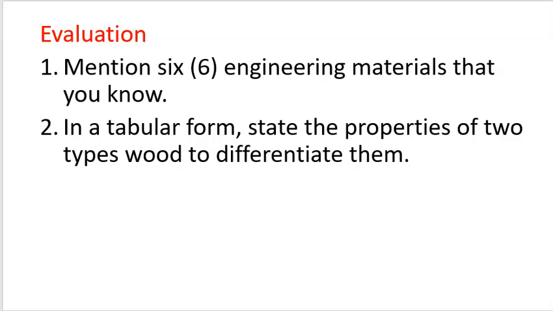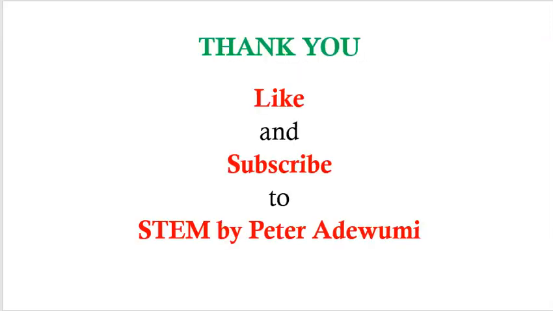Alright. Can you list the engineering materials that you know to see whether you have learned? Then in tabular form, say the properties of 2 types of wood to differentiate them. Then you can go back to what you learned earlier to see whether you get it correctly.